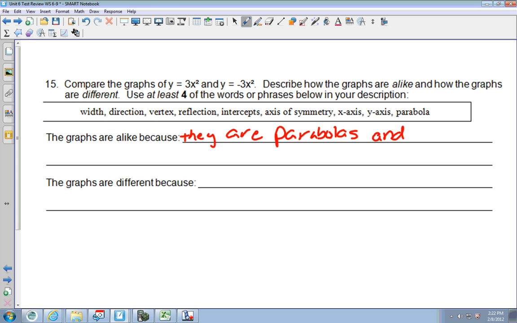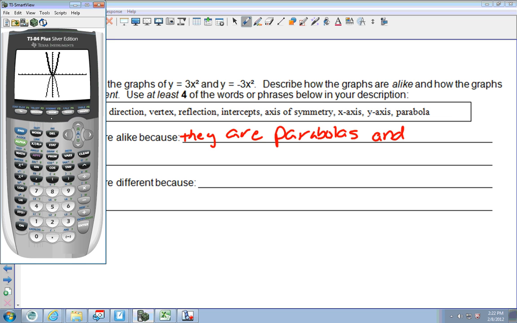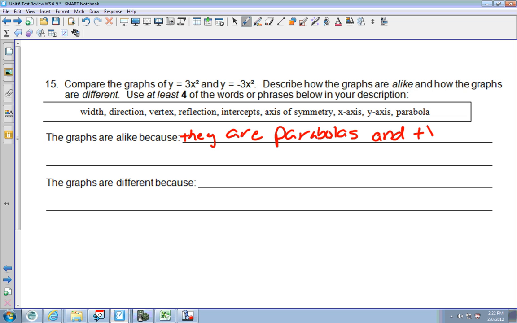And one thing that's the same right here, the axis of symmetry is the same because they can be folded on the y-axis where x equals 0. And the AOS, axis of symmetry, is the same. There's one more big key fact that's the same. If you look here, they both have a coefficient of 3. Don't worry about the negative, it's just the number. So the widths are the same.